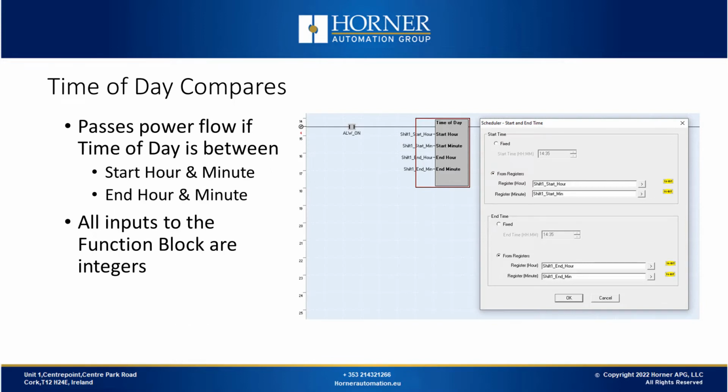Let's start with the time of day compare function. This is a function block that passes power flow if the current time of day from the OCS real-time clock falls in between a start and an end point that are entered into the function block as either variables or constants. If the current time of day is in between the start time and the end time, then this function block is going to pass power flow. Notice that variables are handled as integers with a separate integer for hour and a separate integer for minute.